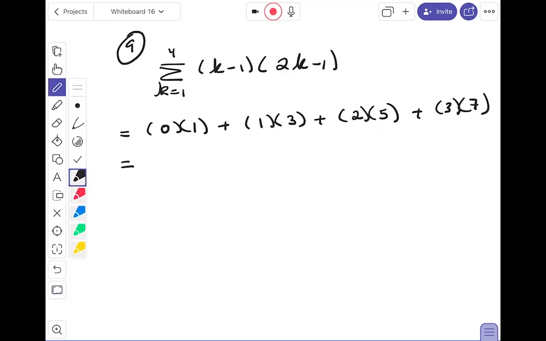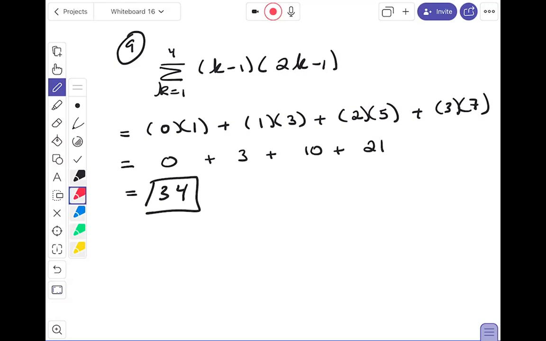Let's keep going. This would be 0. I'm doing the arithmetic now. This is 3. And 2 times 5 is 10. And 3 times 7 is 21. Again, I'm not beyond making a mistake. I think I can add together. Looks like 13, 14, 34. Get my red ink out. Look at the answer key. I did a great job.